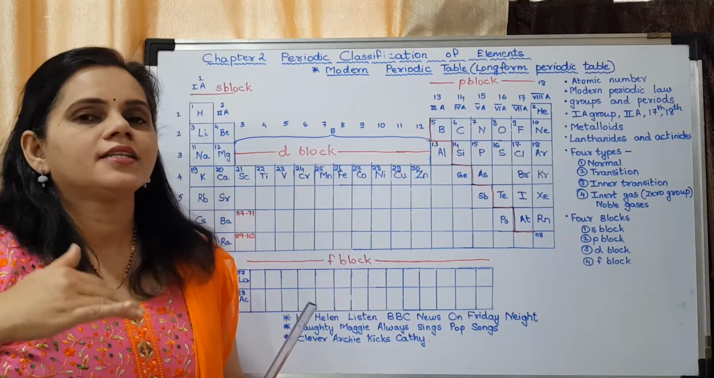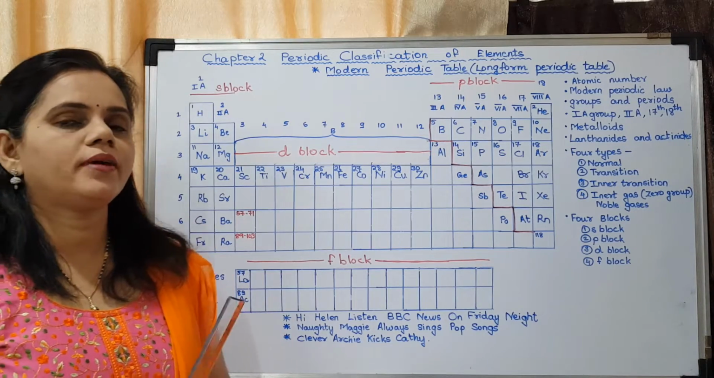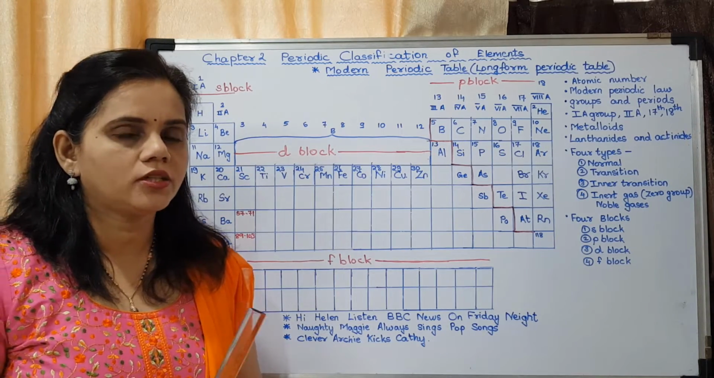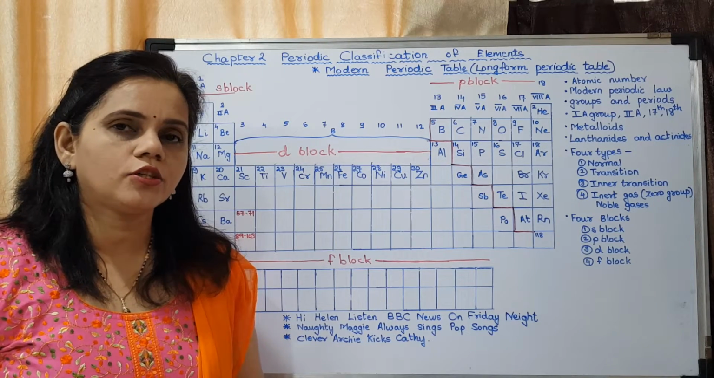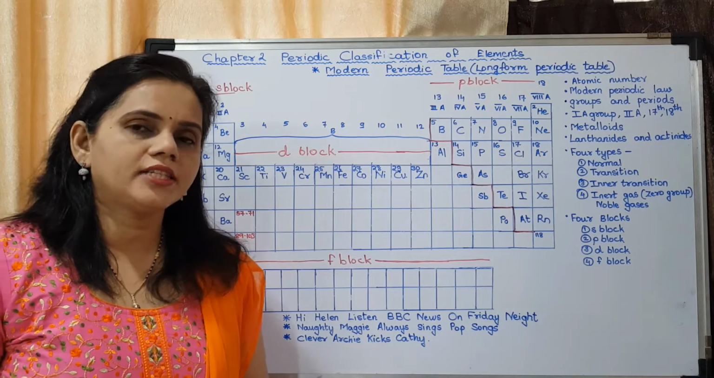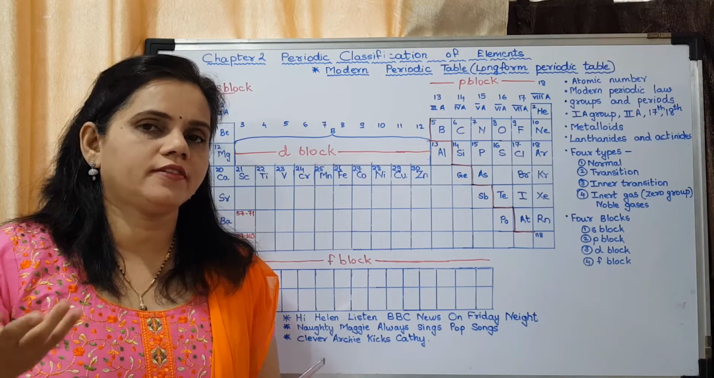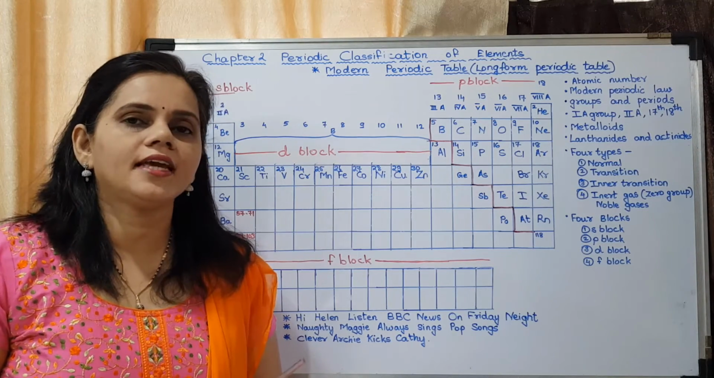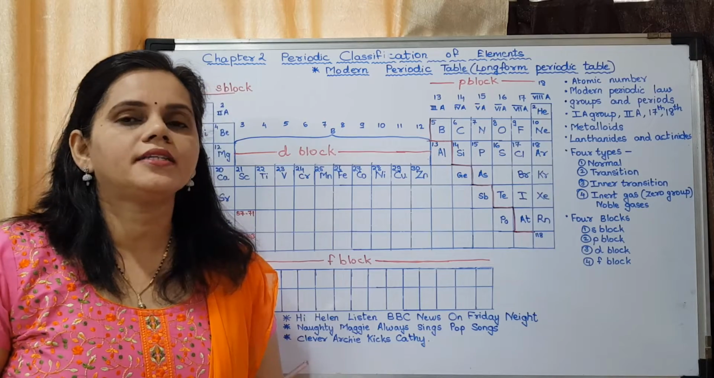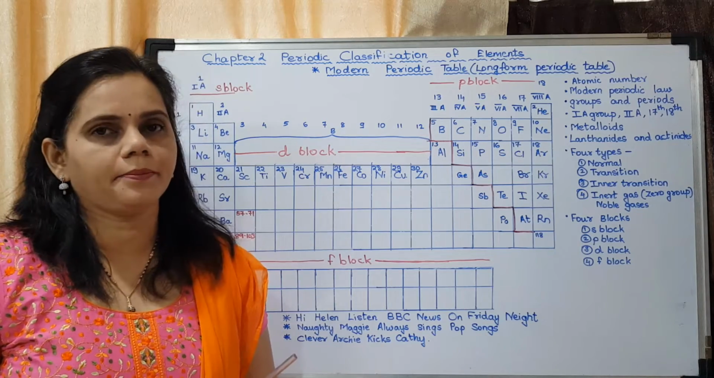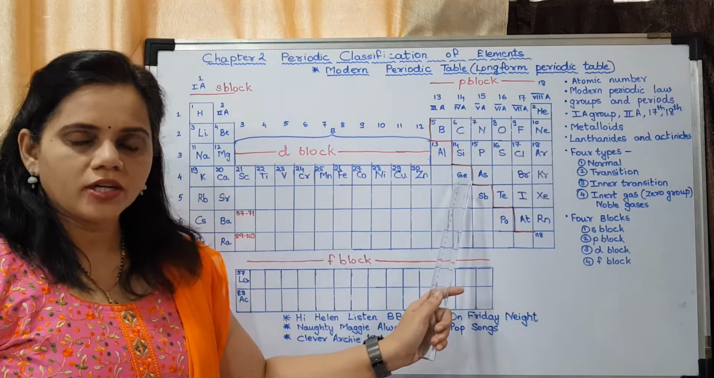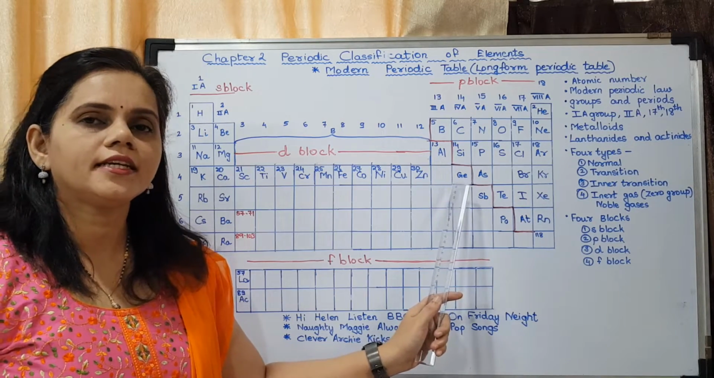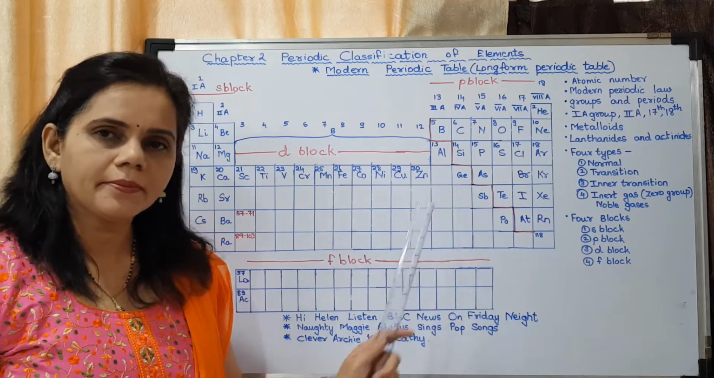Okay. The second demerit of Mendeleev, do you remember what it was? It was of isotopes. Okay. What are isotopes? Isotopes are the different forms of the same element having same atomic number but different atomic mass number. So this periodic table, that is modern periodic table, was in the increasing order of atomic number.